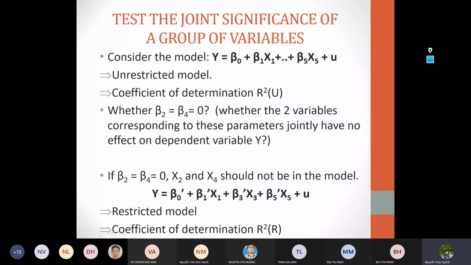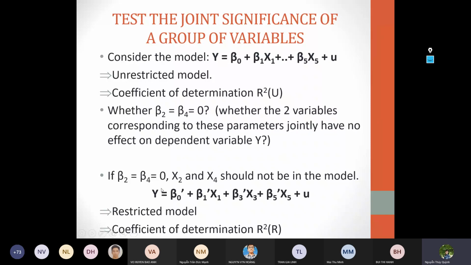Now if beta 2 equal beta 4 equal 0, if the null hypothesis is true, then x2 and x4 should not be in the model. They should not be included in the model. So our model here will only use x1, x3, and x5 to explain the value of y.